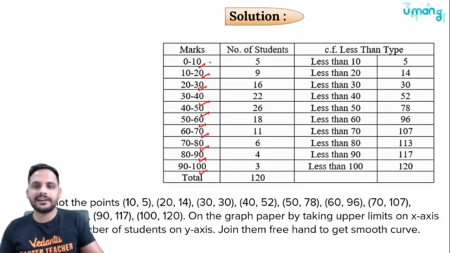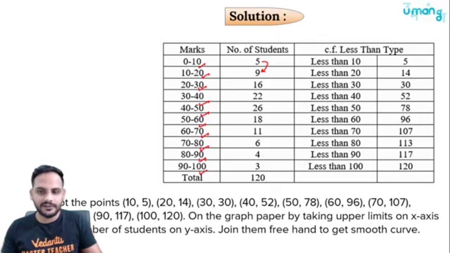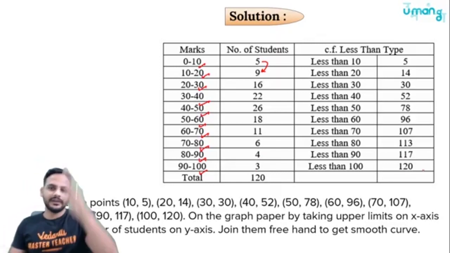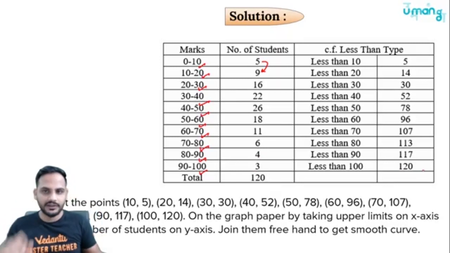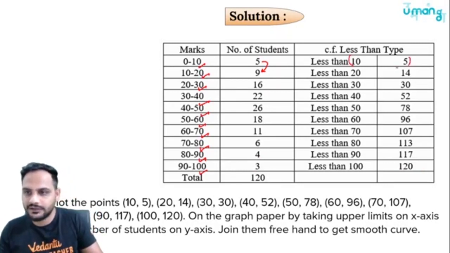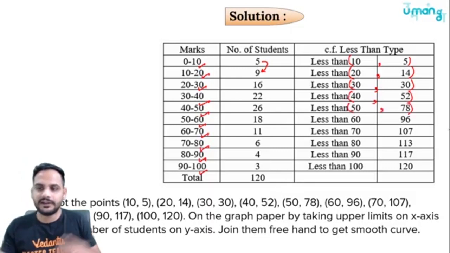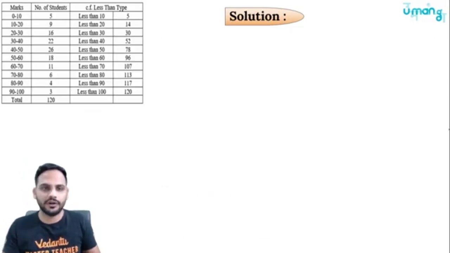Okay, after that, for less than 10, the first thing, write the cumulative frequency 5 as it is, then 5 plus 9, 14, then 14 plus 16, 30, 30 plus 22, 52, 52 plus 26, 78, 78 plus 18, 96, 96 plus 11, 107, 107 plus 6, 113, 113 plus 4, 117, 117 plus 3, 120. So this will be your cumulative frequency distribution. So the points which I am going to plot will be 10, 5, 20, 14, 30, 30, 40, 52, 50, 78 and so on. So these points I need to plot on this graph.